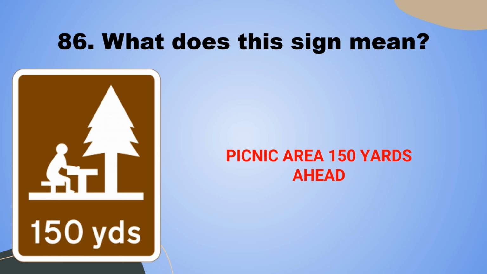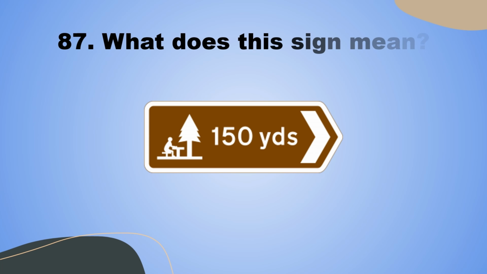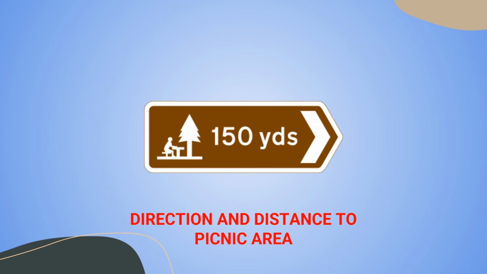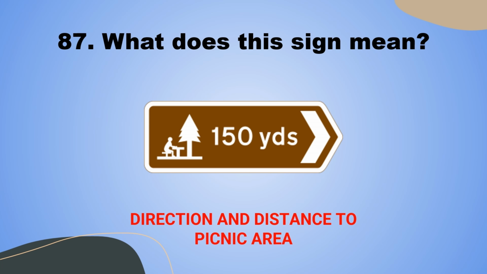Moving on to the next sign. What does this sign mean? Direction and distance to picnic area. Again, you have the symbol of the person sitting on the bench and eating at the table. 150 yards. That's the distance, and then on the right is the direction.